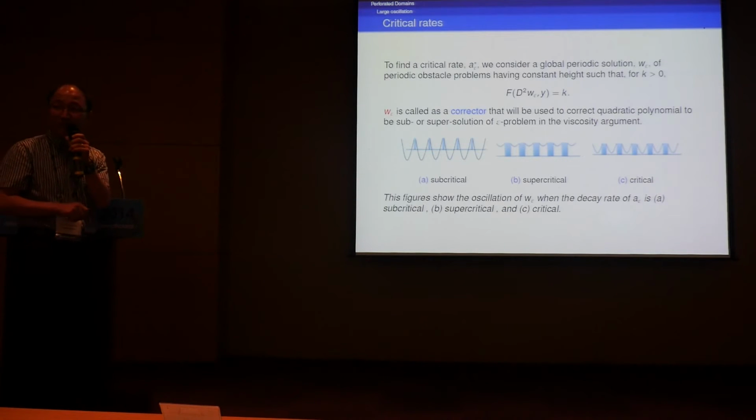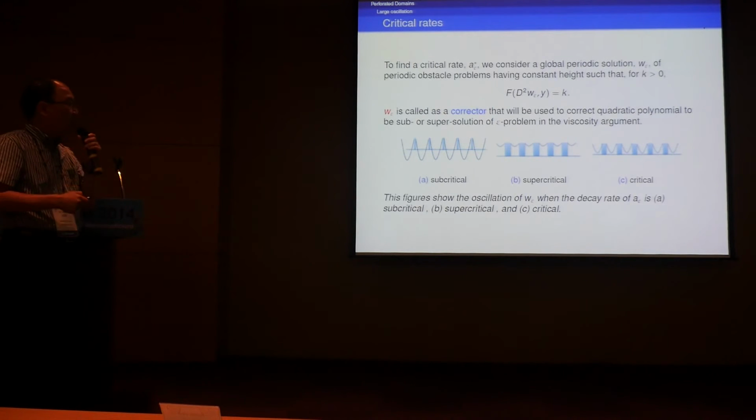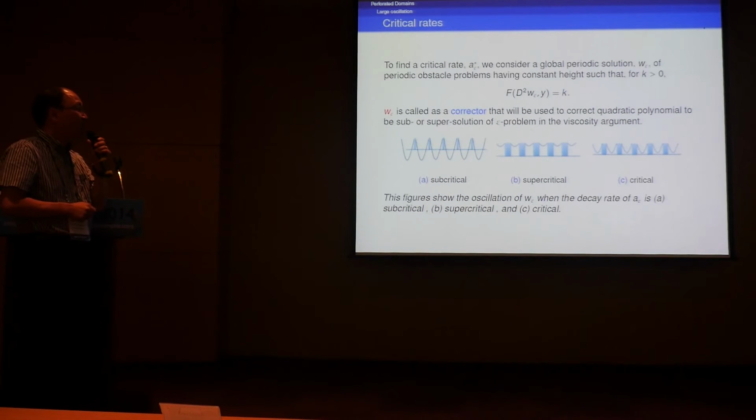Now what's going to happen is the following. If our obstacle is too thin, then even though you put a very, very small number here, the oscillation is still getting larger and larger as epsilon goes to 0, because it's so thin. So the shape is just like a fundamental solution. If the obstacle is too thick, then even though you put a very, very large k, the oscillation is very small and eventually goes to 0. So we choose the thickness of the obstacles so that this periodic solution has order 1 oscillation. That's the first thing. That's the way to get the critical rate.